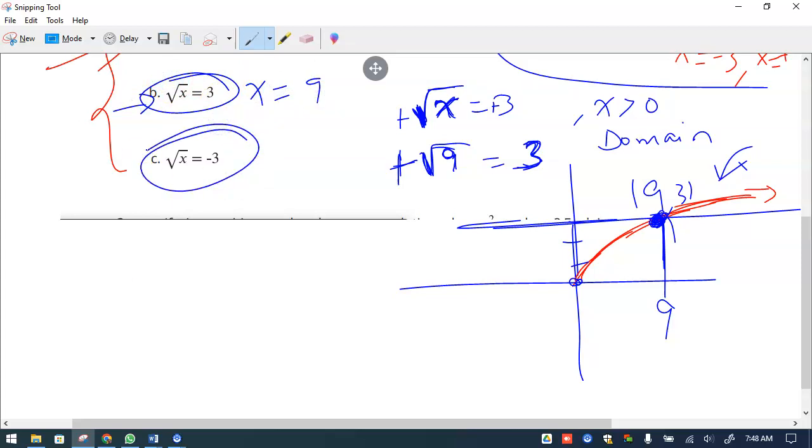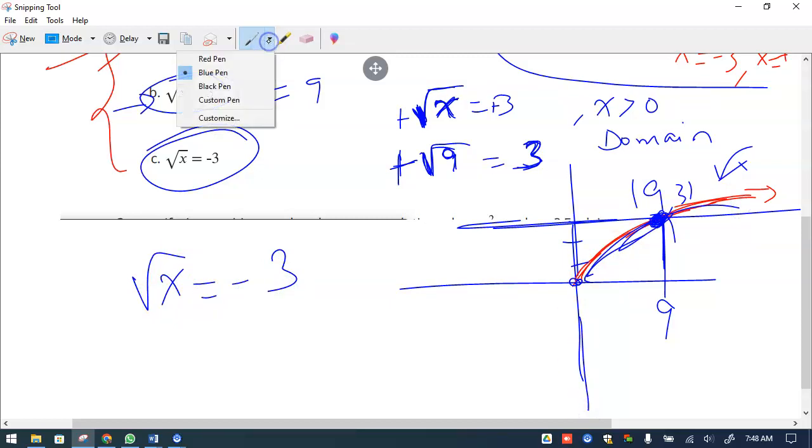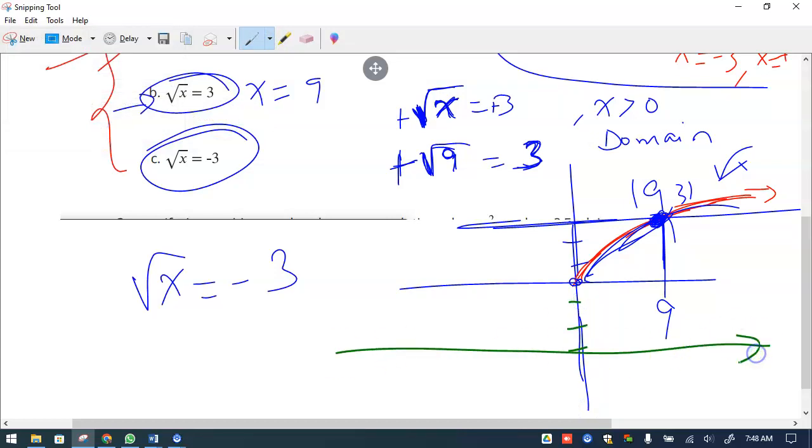In the second case, square root of x is minus 3. And you can see this graph is this, but the minus 3 will be at the bottom. So 1, 2, 3. So this blue, green graph and the red graph never cross each other. So that means there is no solution.